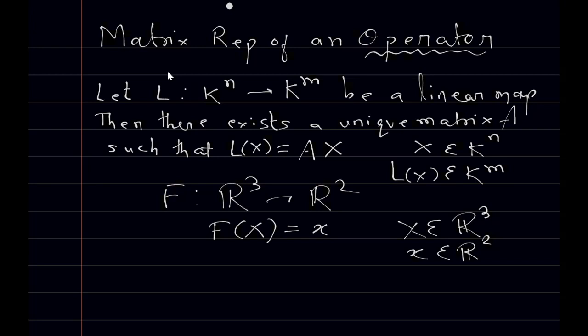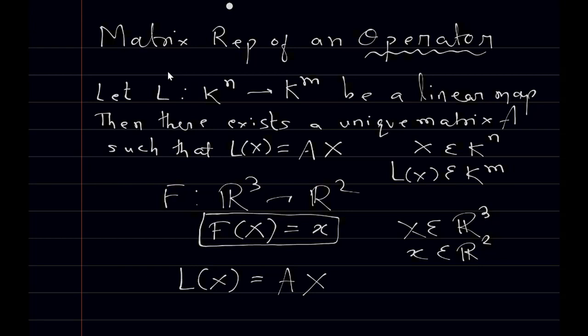Now, when I did this, I also made sure that L of x is equal to Ax. I had a little bit of confusion with respect to notations. Let's see. So what is this A matrix? A matrix is a matrix that takes you from x to L of x. So it takes you from the coordinates x in Kn to the coordinates L of x in Km.